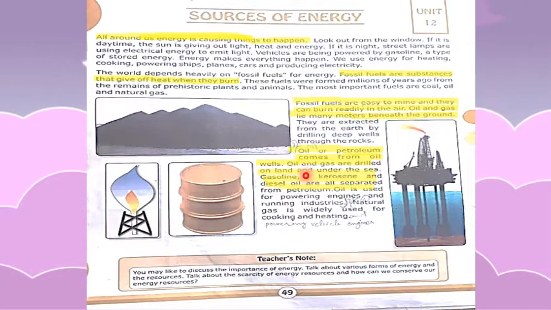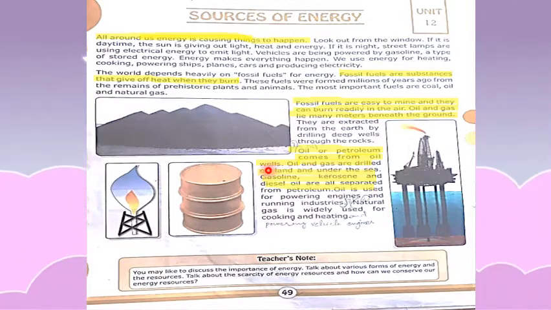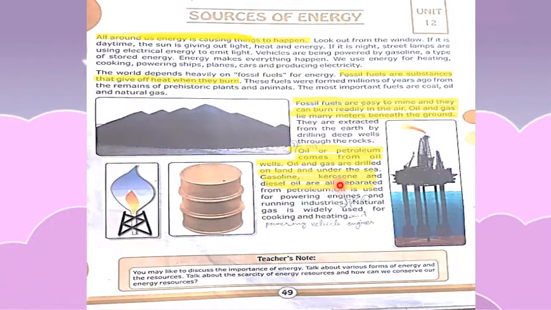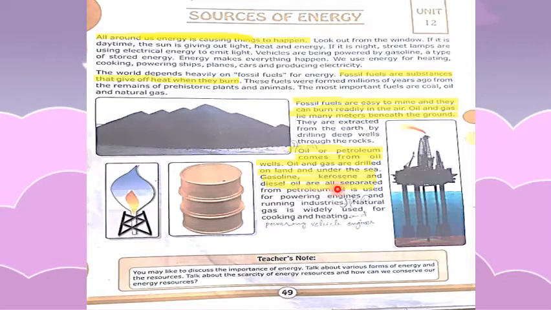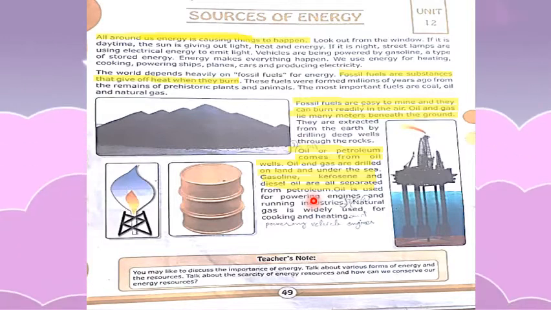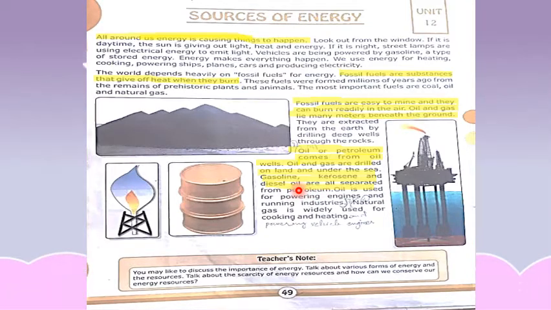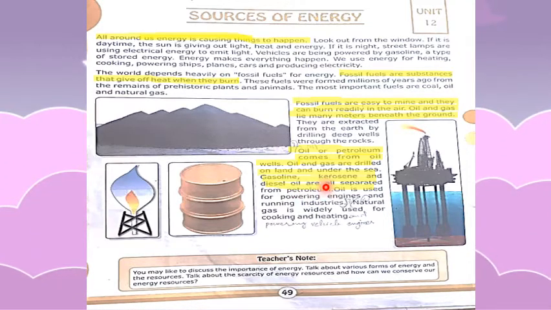So let's start from oil. Oil or petroleum comes from oil wells. Oil and gas are drilled on the land and under the sea. Gasoline, kerosene, and diesel, all the oils are separated from the petroleum or oil. So it would not be wrong to say that oil is a mixture of different oils, including gasoline, kerosene, diesel, petrol. After taking them out from under the ground, they all are separated.